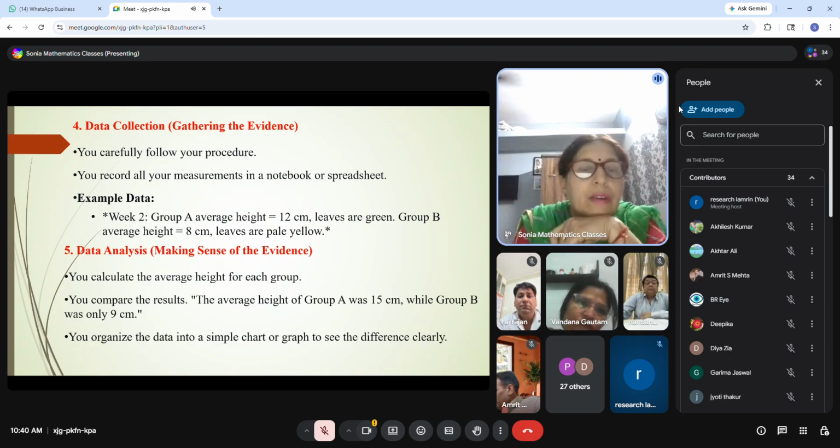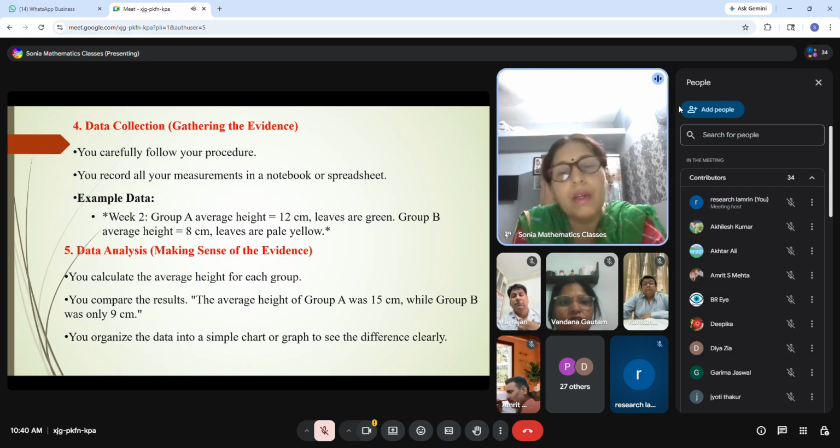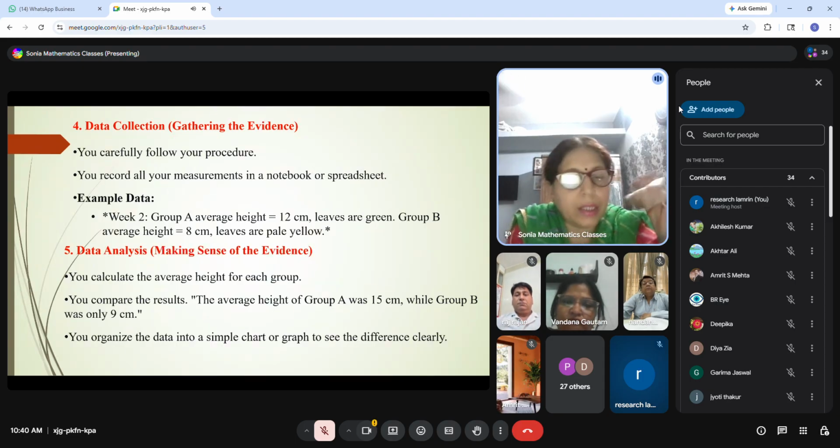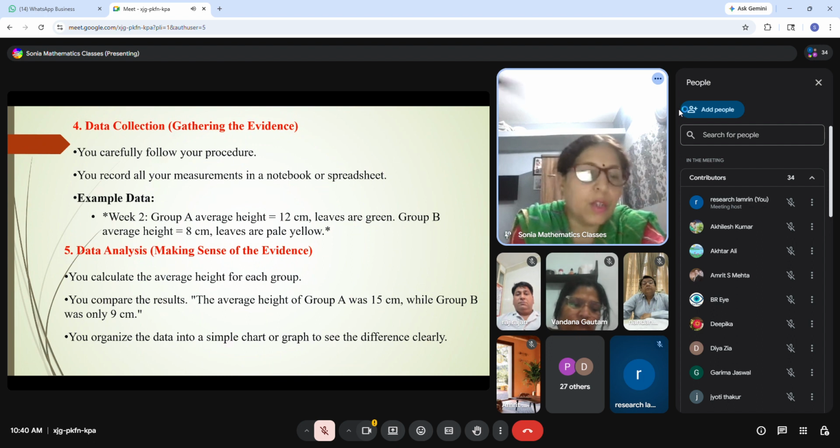Then we will analyze, that is making sense of the evidence. So you calculate the average height for each group. You compare the results. तो कंपेयर किया, क्या रिजल्ट मिला हमें? द एवरेज हाइट ऑफ ग्रुप ए वाज 15 सेंटीमीटर while group B was only 9 centimeters. So you organize the data into a simple chart or graph to see the difference clearly.